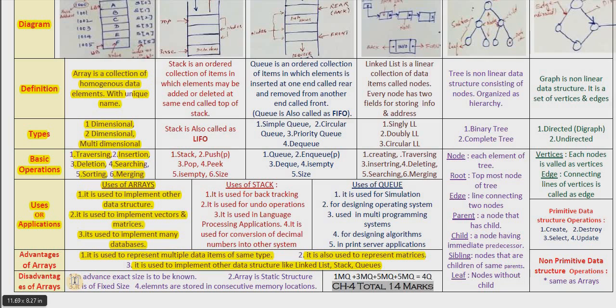Then disadvantages of arrays. First, in advance the exact size needs to be known, because an array is of fixed size. Before using an array, we should know the total number of values we are going to store. Next, an array is a static structure. Third, it is of fixed size. And fourth, elements are stored in consecutive memory locations. Consecutive means continuous memory locations. So this is just a brief about data structure topics.